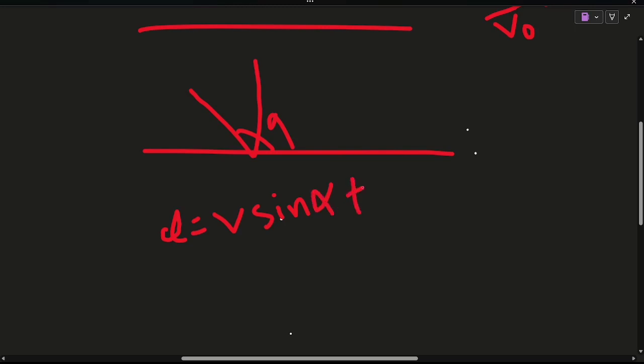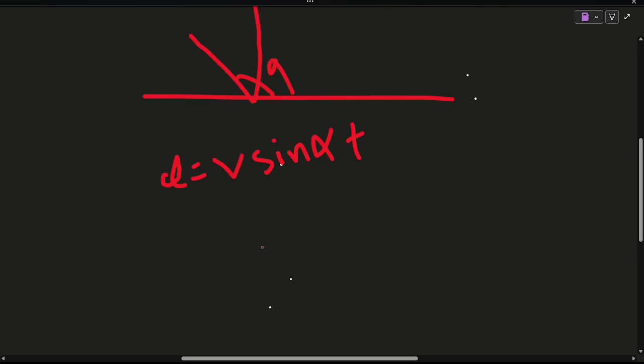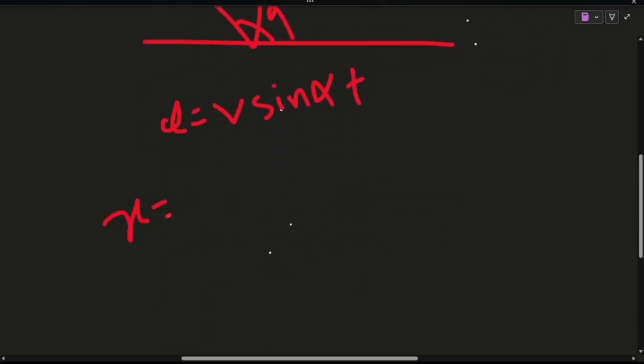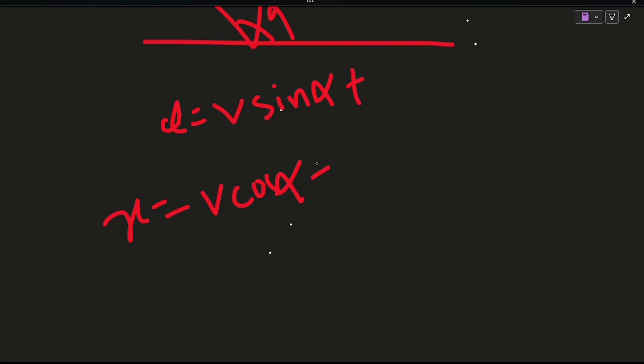Then we can also write that when it drifts, let us assume the distance will be x. x is equal to v cos alpha plus v naught into t.